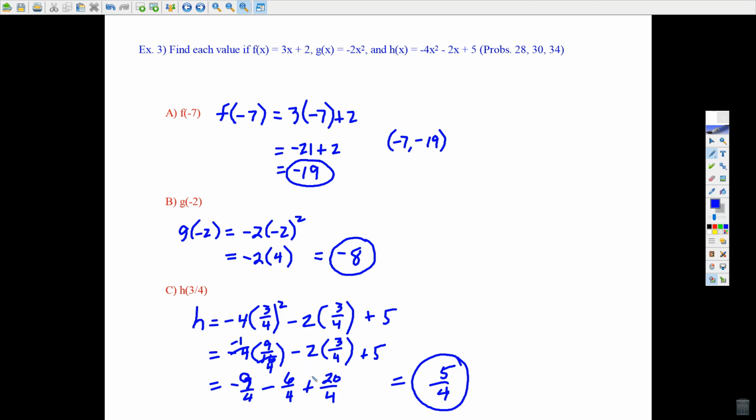Okay, so that's just evaluating functions, finding the output for a given input, and hopefully you remember that from Algebra 1. So that is this lesson. A lot to take in. Practice well, and let me know if you have any questions.